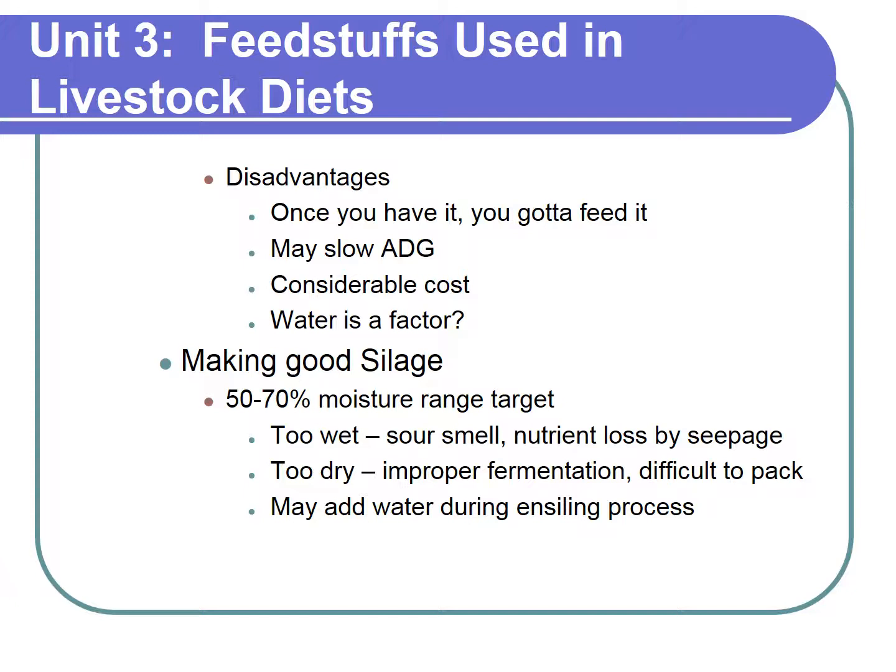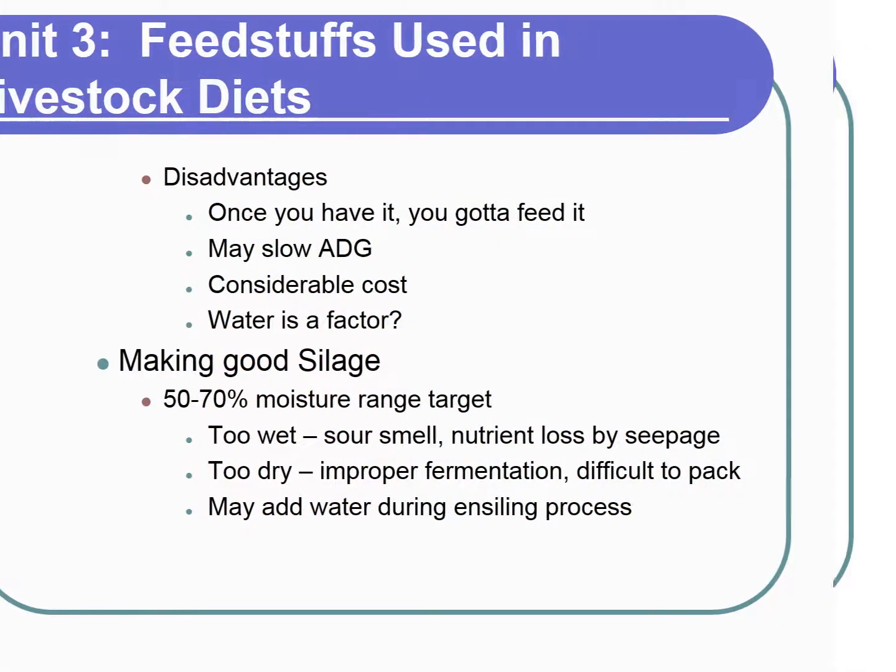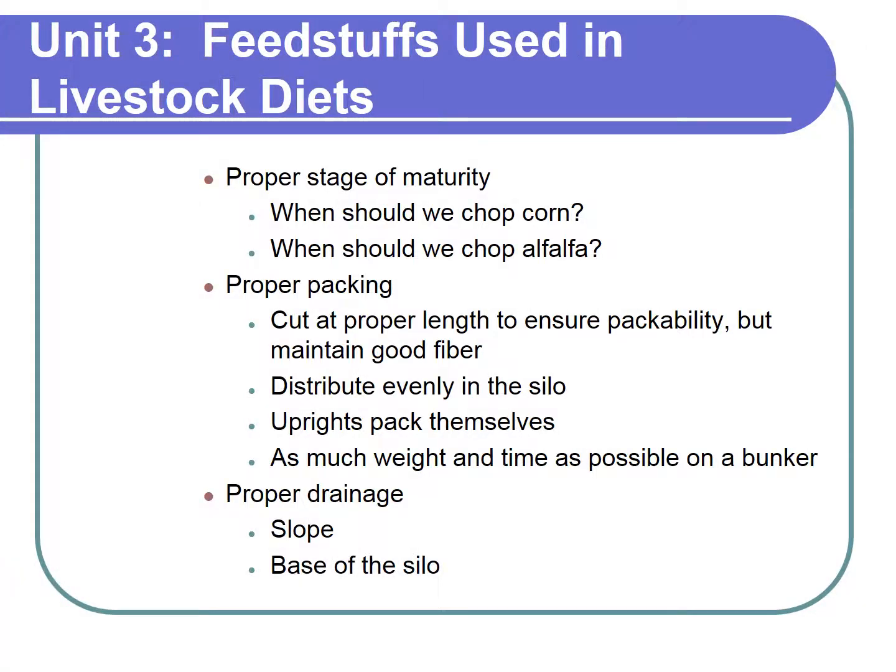So make good quality forage, and I've got some guidelines here: 50 to 70% moisture range target, and what happens if it's too wet or too dry. We'll discuss that in class. Proper stage of maturity, we'll talk more specifically in class and discussion about when we should chop corn, when we should chop alfalfa. And I'll show you some videos when we get to the discussion section on how to properly pack your silages.